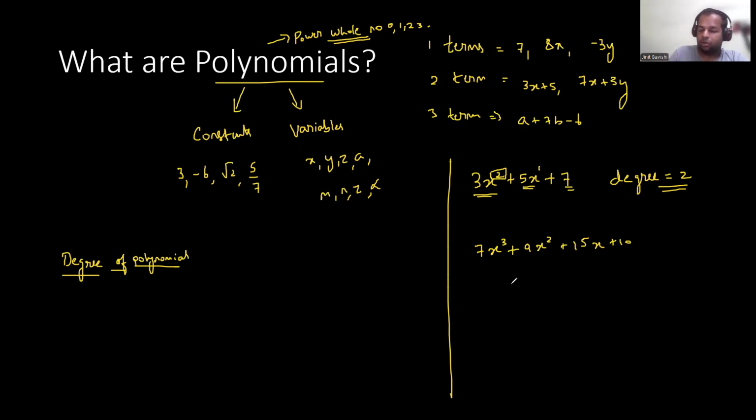So again here, you look at the variables. These are the variables, and the power they contain is 3, all right, 2, and there is nothing there, so it's understood it's 1. If there is a variable without any power, it's understood it's 1. Okay, so it's 15x power 1 plus 10, as you know, it's a constant, so that's not going to be a variable. The highest power here is 3, so degree of this polynomial is 3.